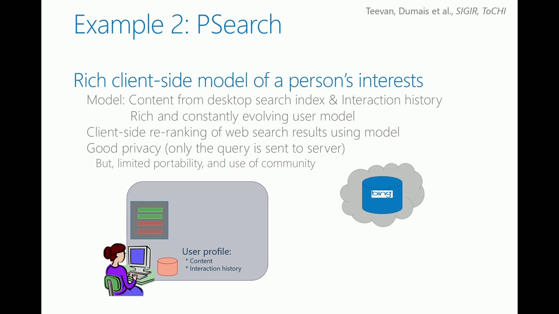This has great privacy characteristics, because I only send a standard web query. But what it lacks is something that I think you mentioned earlier. What do my friends do? How do other people who behave like me, who are in the same context as I am? And so it has limited portability. It doesn't work if I move to a different machine. And it doesn't take advantage of the interactions of many people who are related to me.